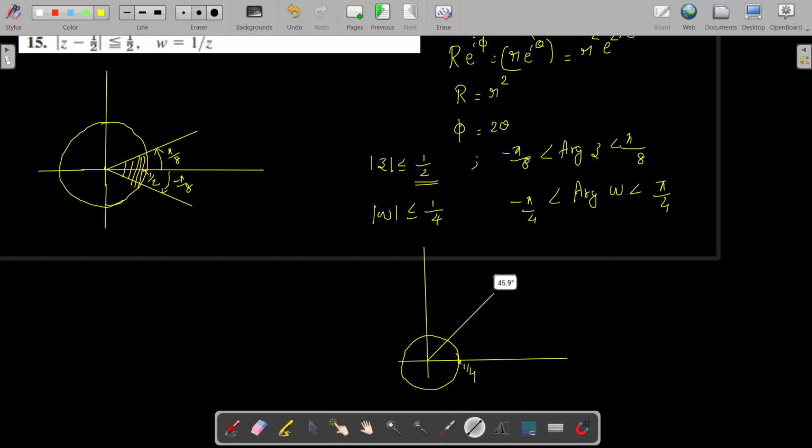This is pi by 4, the line theta equal to pi by 4, and consider the line theta equal to minus pi by 4. You can see that. So this angle is pi by 4 radians and this one is minus pi by 4.